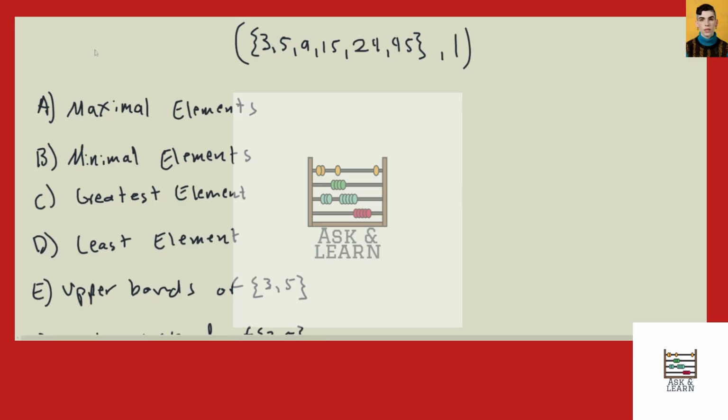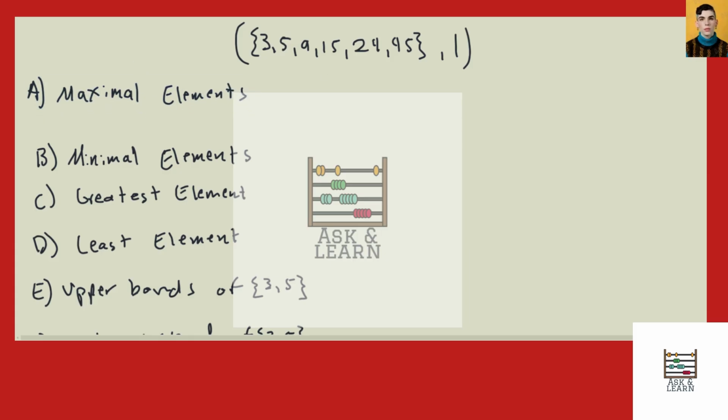So they want us to answer these questions about this poset here. We're using divisibility on 3, 5, 9, 15, 24, and 45. Something that will help is if we make the Hasse diagram for this, so let's go ahead and do that first.